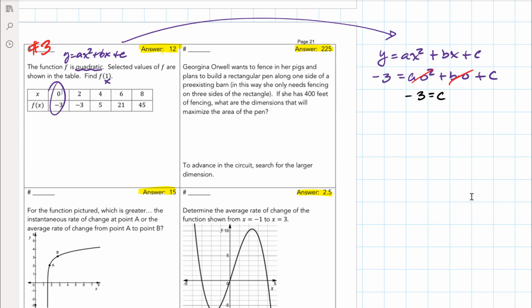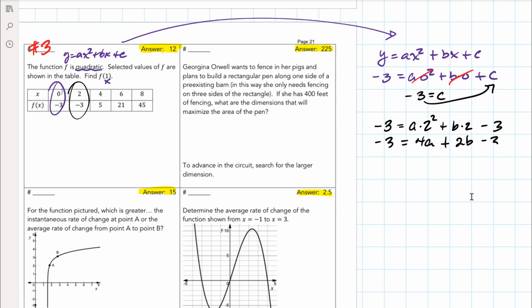So what we do is we use a couple more points. Now I'm going to use the second point in the table, 2 comma -3. So y is -3 here when x is 2. So I'm going to substitute 2 in. So a times 2 squared, plus b times 2, because I'm substituting 2 in. Now I already know c. C is -3. That goes here. So -3 is equal to 2 squared is 4, so 4a plus b times 2, which is 2b, minus 3. Let's simplify a little bit further here. Let's add 3. So 0 is equal to 4a plus 2b.